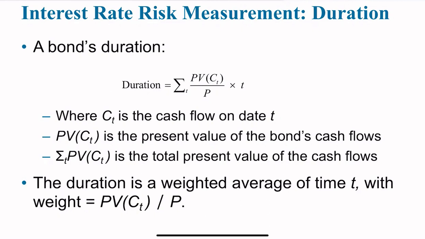So what you can see here is you can consider duration as a weighted average of time t. So duration is a weighted average of time t. Now the question is, what is the weight? Well, the weight is just given by the present value of the cash flow at time t divided by P. Here, P is the present value of the bond.